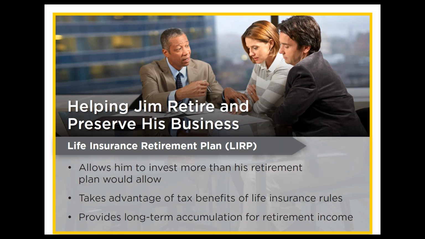The LIRP has special tax advantages, mainly because it's a life insurance policy, and Jim can take the money out income tax-free. So a LIRP can also provide long-term accumulation that's going to allow him to supplement his retirement income. And because it's a life insurance policy, when Jim dies, it's going to be able to provide for his dependents as well.